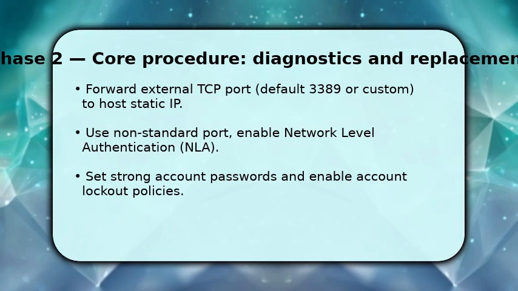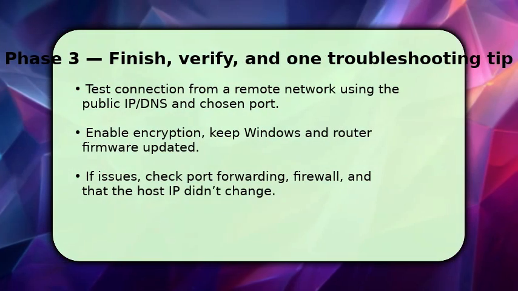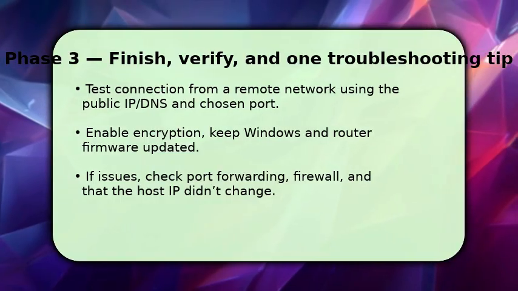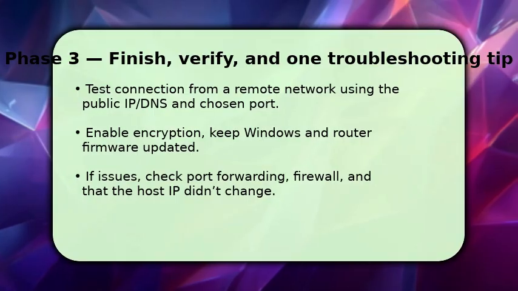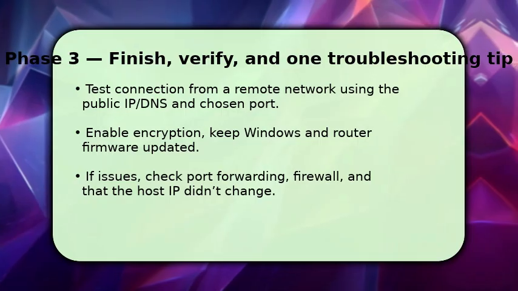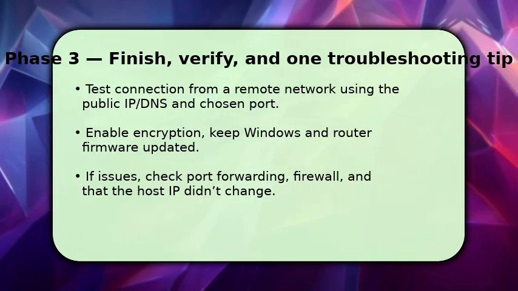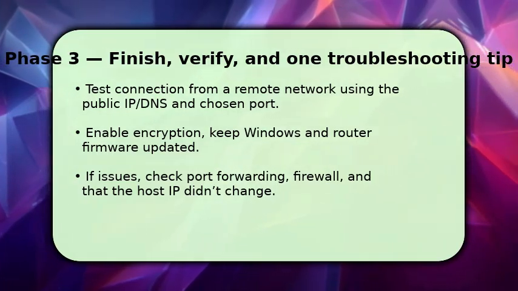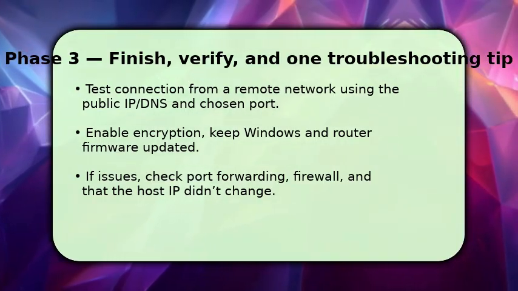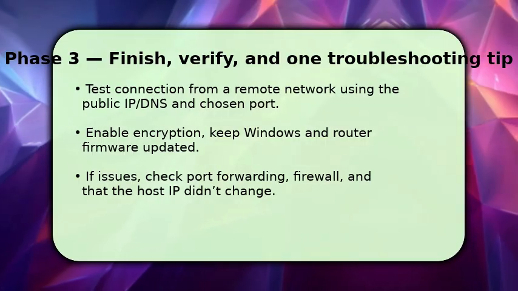You finish by verifying end-to-end connectivity and hardening the link. From a different network, open remote desktop using your public IP or DDNS name and append the port if non-standard. Confirm you can log in with NLA. Enable strong encryption settings in group policy and update Windows and router firmware to patch exposures. If everything works, consider using a VPN for safer access.